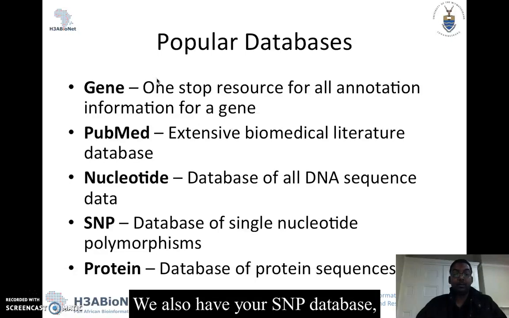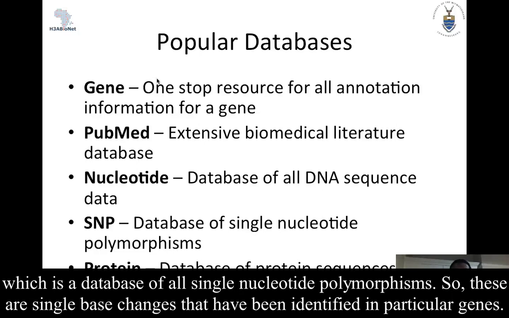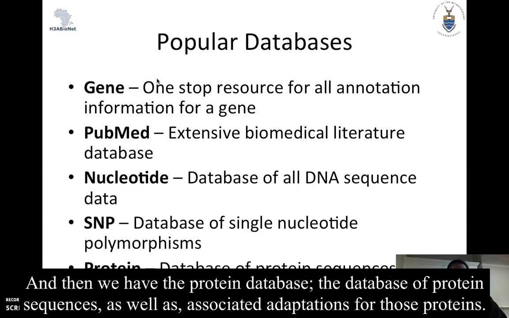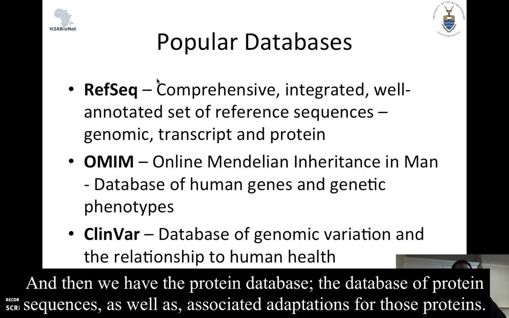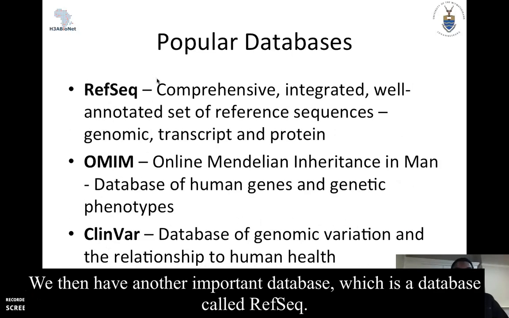We also have your SNP database, which is a database of all single nucleotide polymorphisms. So these are single base changes that have been identified in different genes, in particular genes. And then we have the protein database, which is a database of protein sequences as well as associated annotations for those proteins. We then have another important database, which is a database called RefSeq.